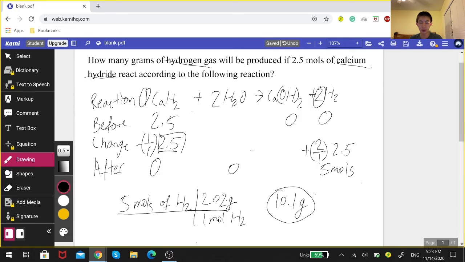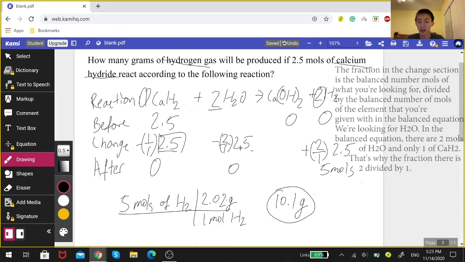Although we're not asked for this information, I'm going to show you how to solve for these, just so that you know. So we have, before we don't know, change is the number over here divided by what we're given. 2 divided by 1, minus the number that always stays the same, 2.5. 2 times 2.5 is 5. So that means there has to be 5 moles to start off with as well.